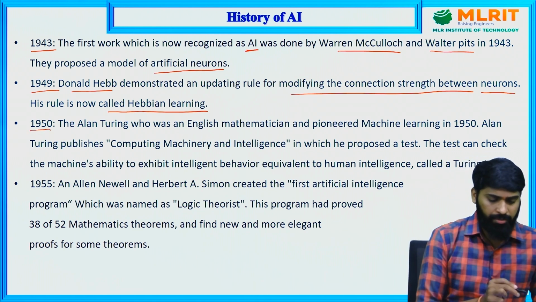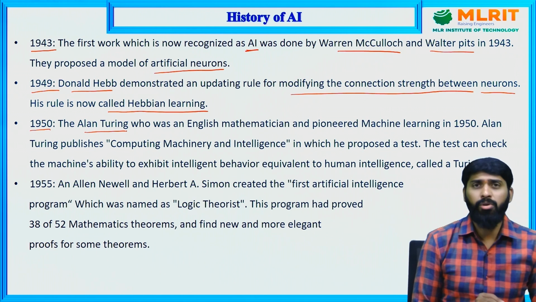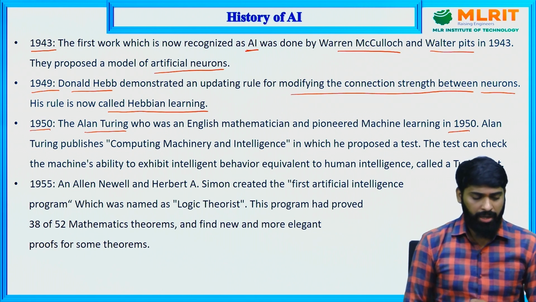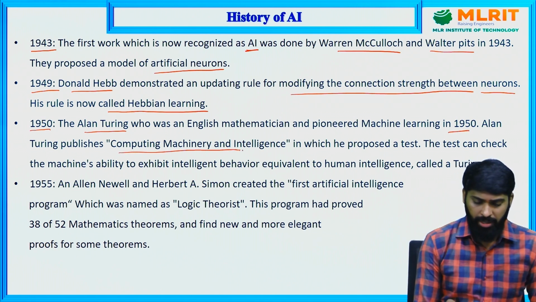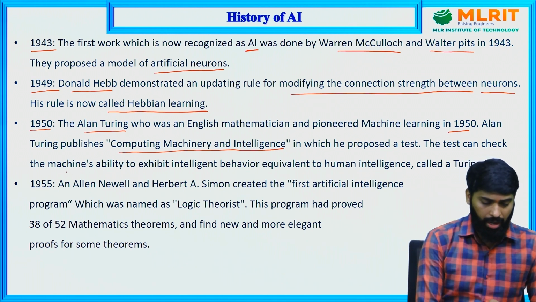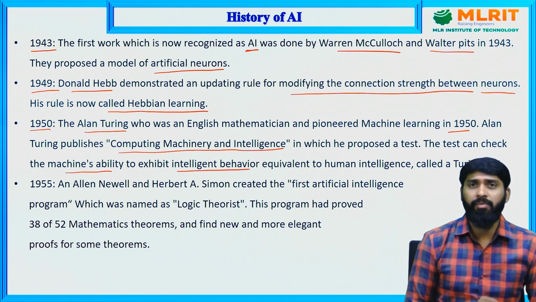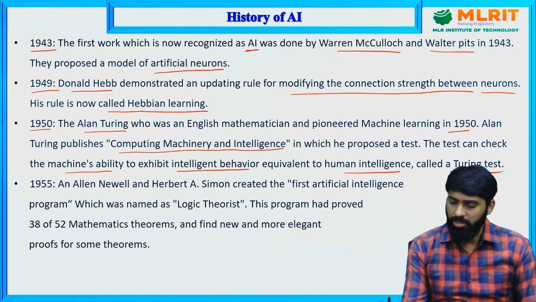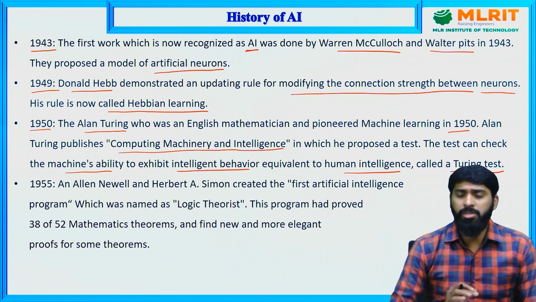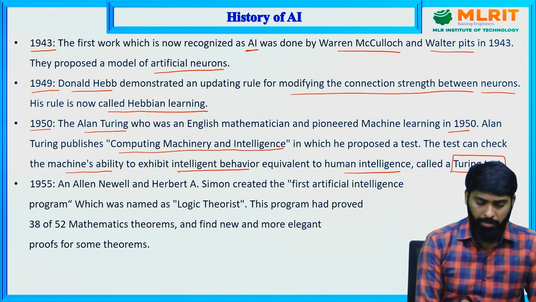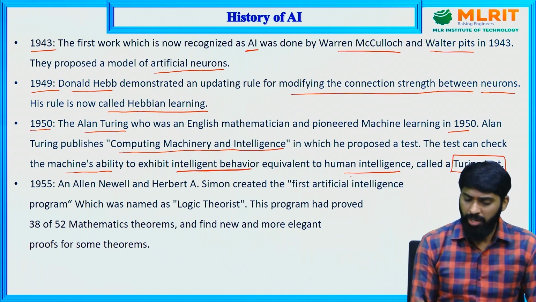In 1950, Alan Turing, an English mathematician, pioneered machine learning. Alan Turing published Computing Machinery and Intelligence, in which he proposed a test. The test can check a machine's ability to exhibit intelligent behavior equivalent to human intelligence. This test is called the Turing test. We use the Turing test to find out how well a machine exhibits intelligent behavior equivalent to human intelligence.